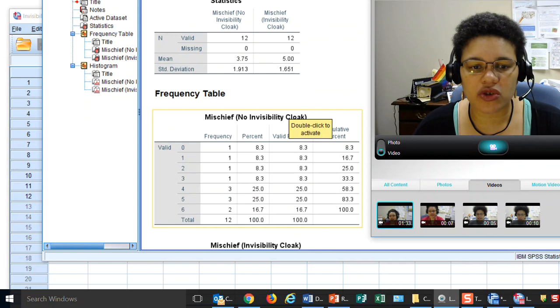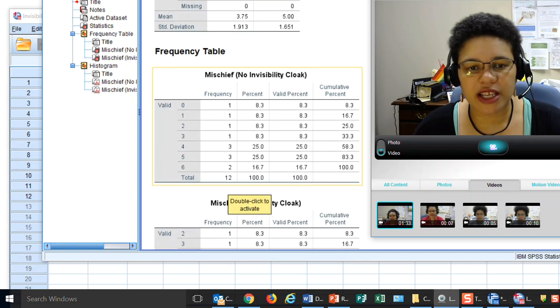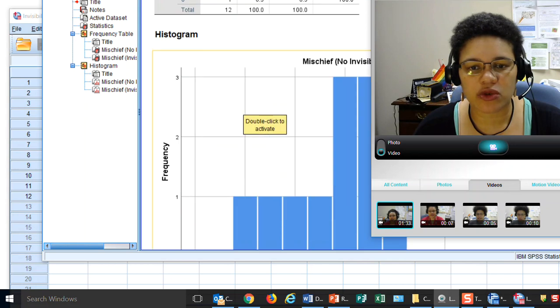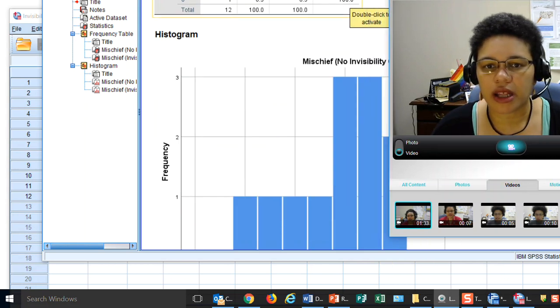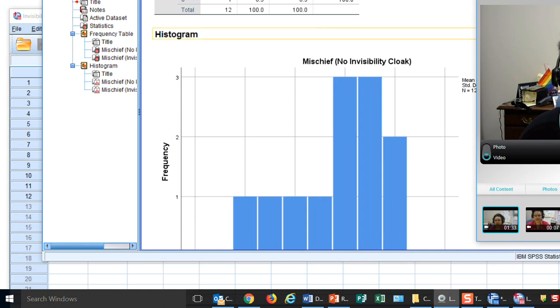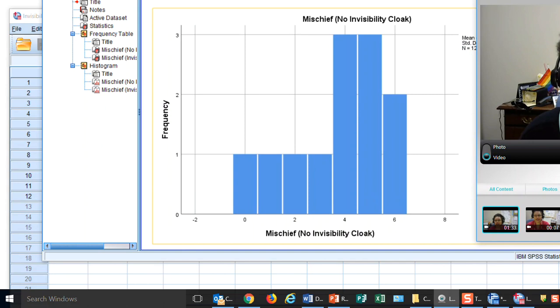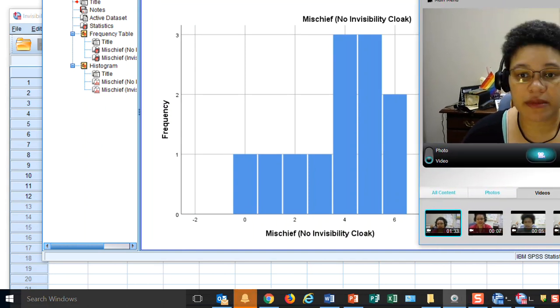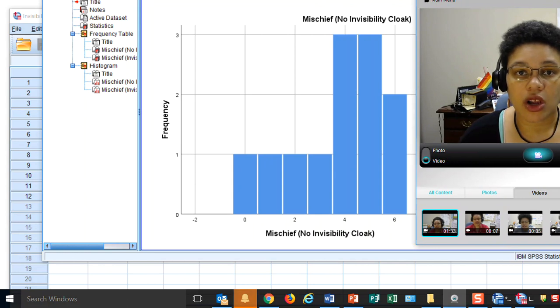This just shows the frequency, and I just wanted to look this over. And this same information is going to be shown down here on my histogram. All right. So, from this histogram, would you say this is normally distributed or not normally distributed?